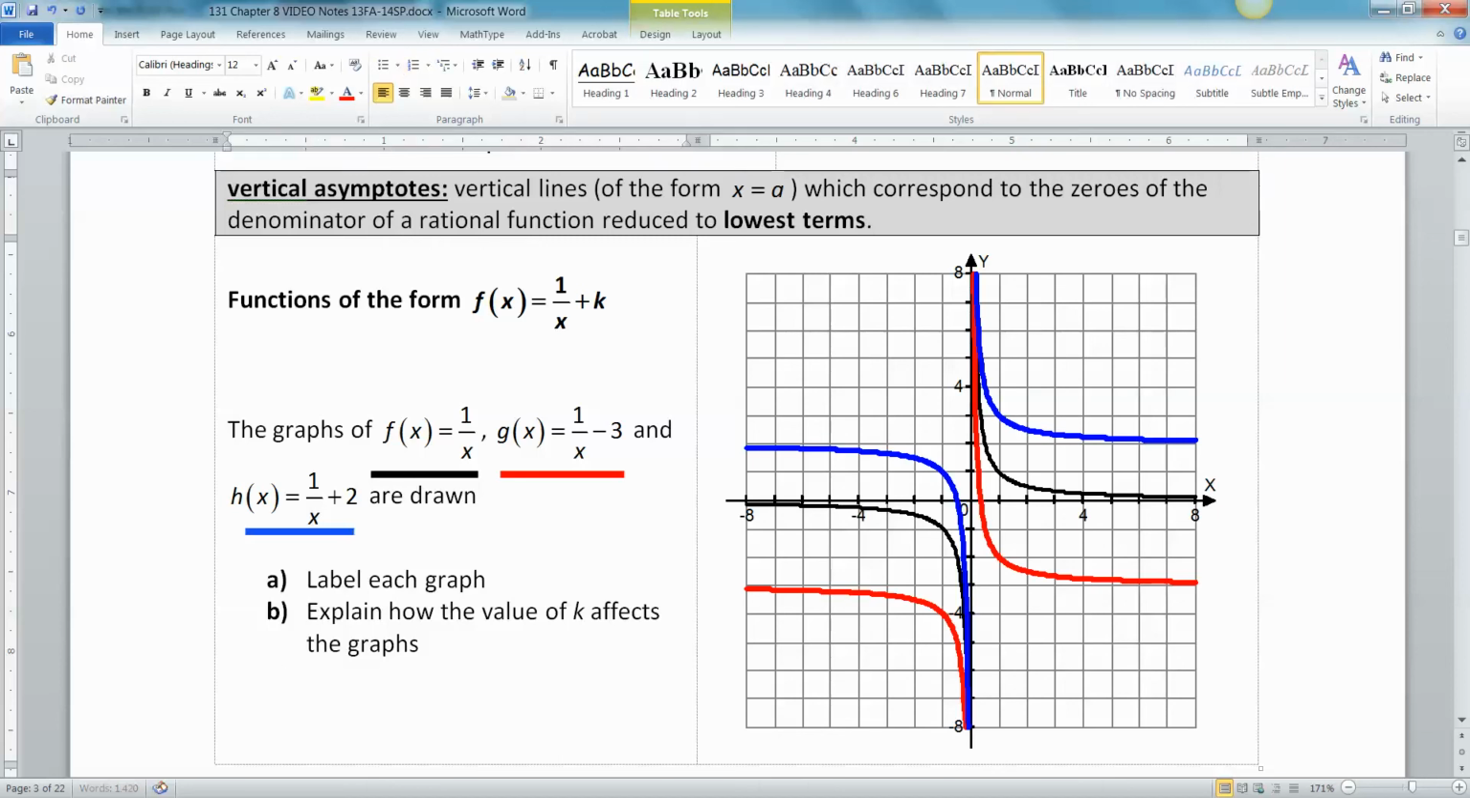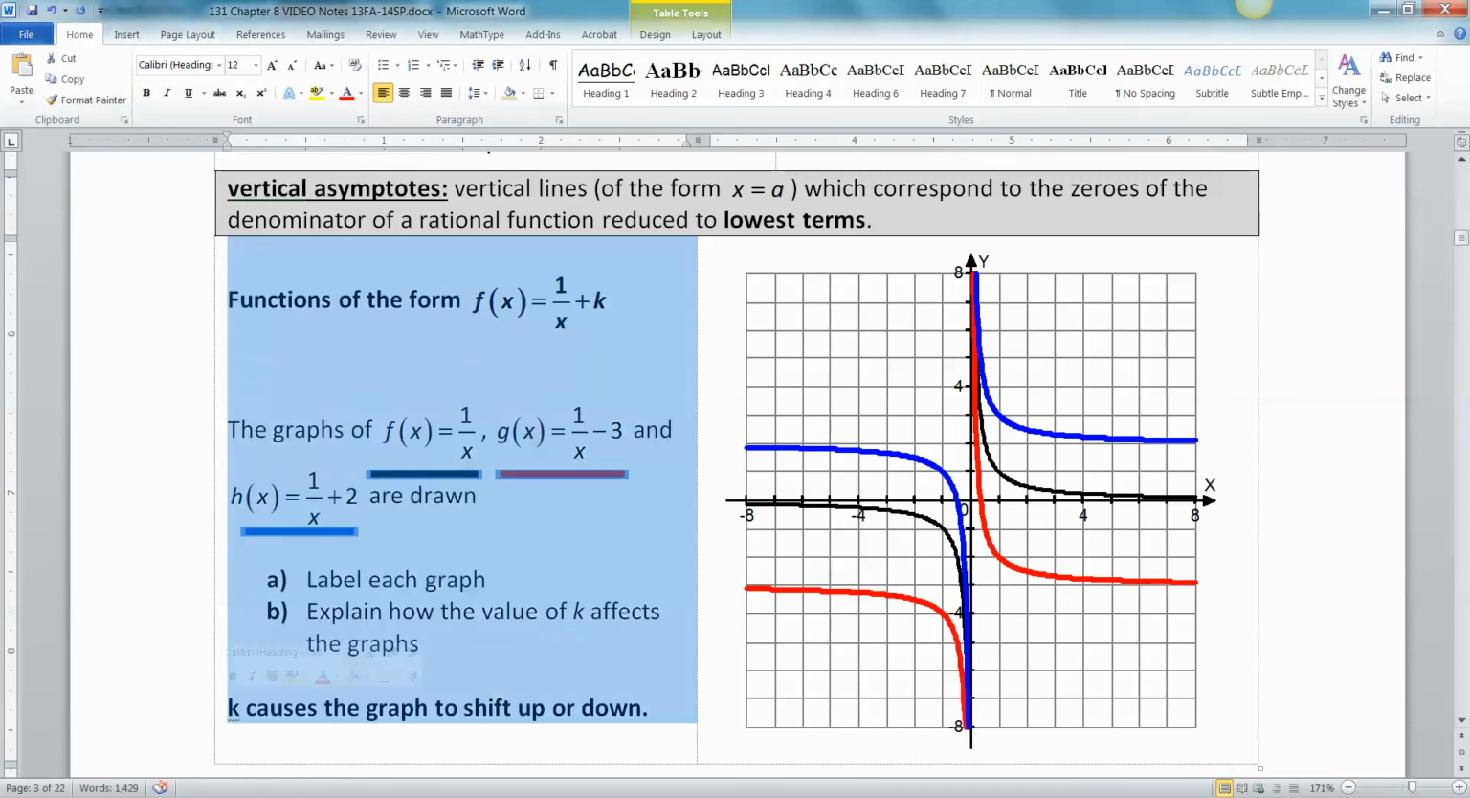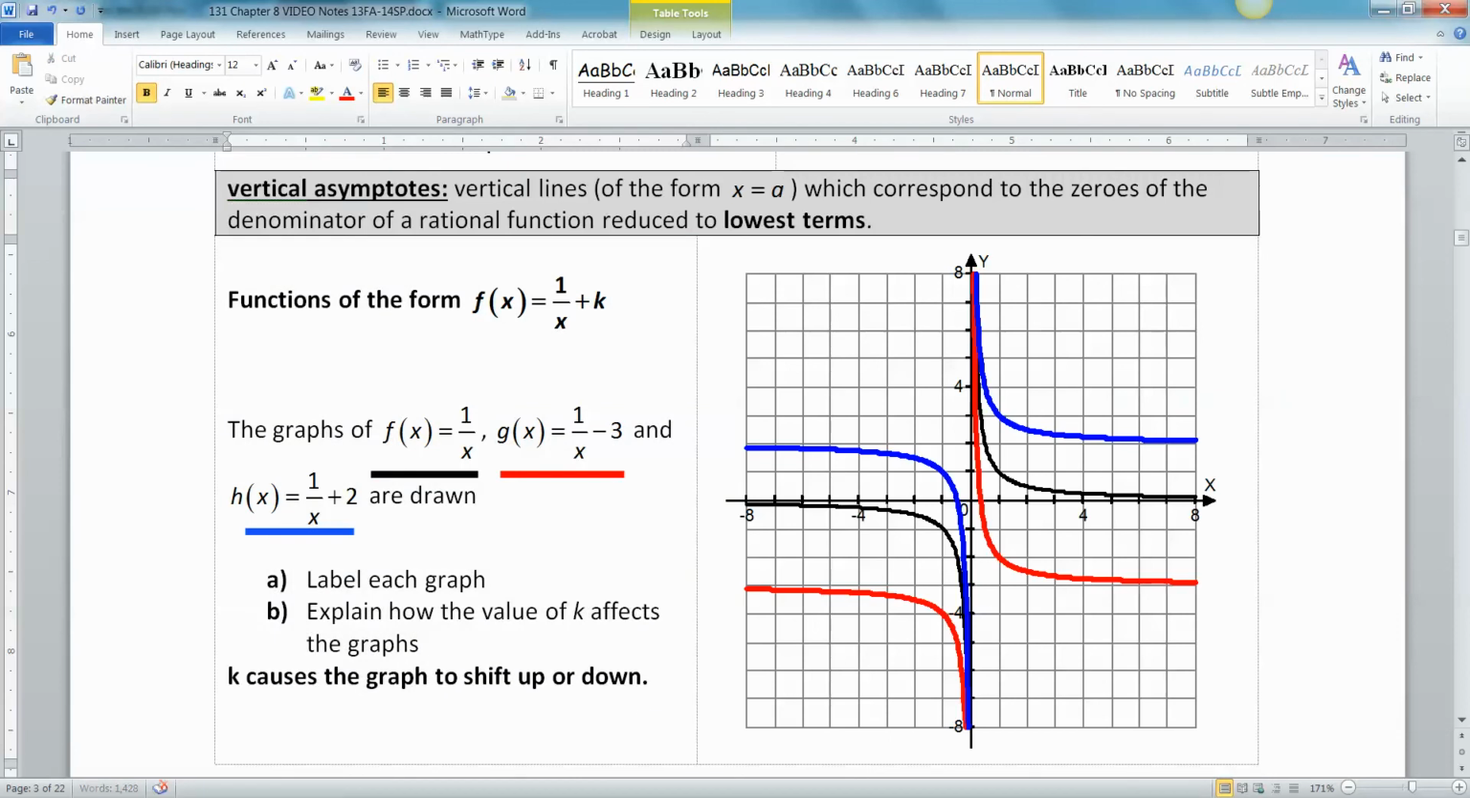So how is k affecting the graphs? K shifts the graphs up and down. Actually, let's be a little bit more explicit than that. If k is positive, the graph shifts up. If k is negative, the graph shifts down, just like you expect. Okay, so in our examples, we had positive 2 and negative 3. Positive 2, the blue one, was shifted up. Negative 3, the red one, was shifted down.